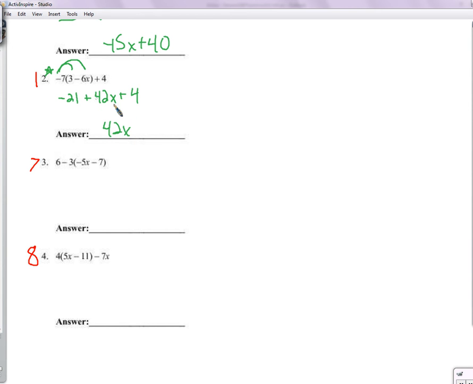And negative 21 plus 4, this one seems to trip some people up sometimes, because what I'm seeing is negative 21 plus 4, and you have negative 25, because 21 plus 4 is 25. But this is not a 21, this is a negative 21. So let's look at the number line to remind ourselves what we're talking about here. Here's 0, this could be negative 21. We're going to add 4, which means we're going to go to the right 4, and that's going to be at negative 17. So we have 42x minus 17.